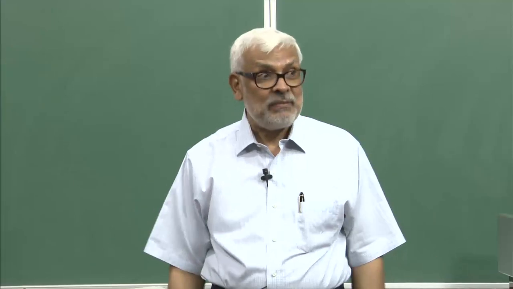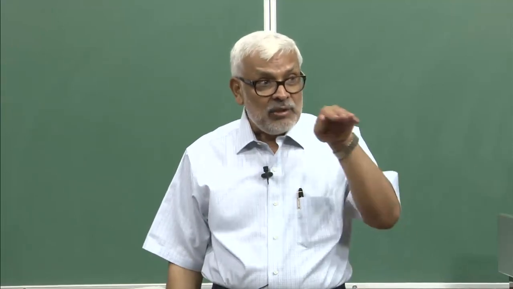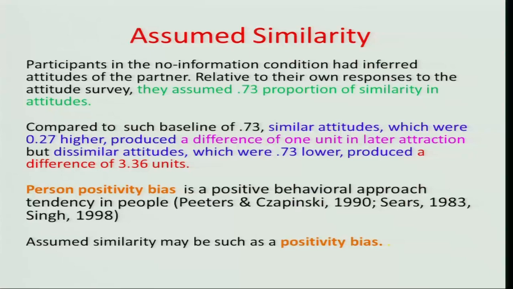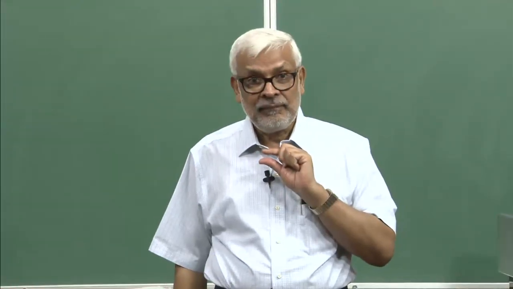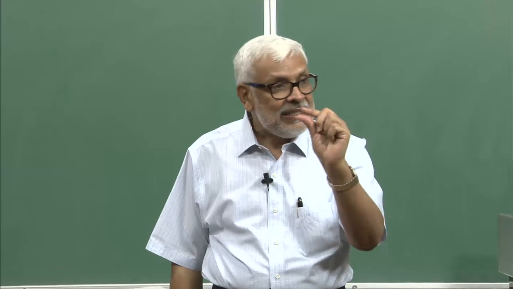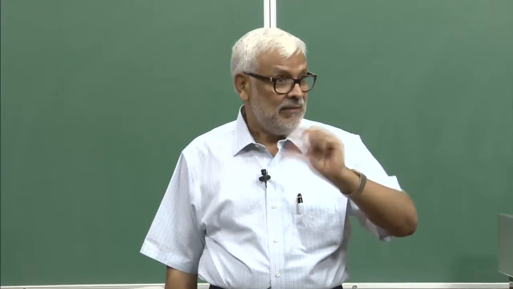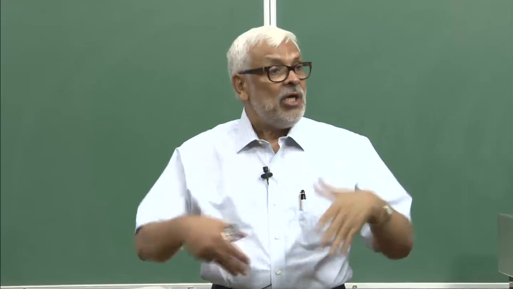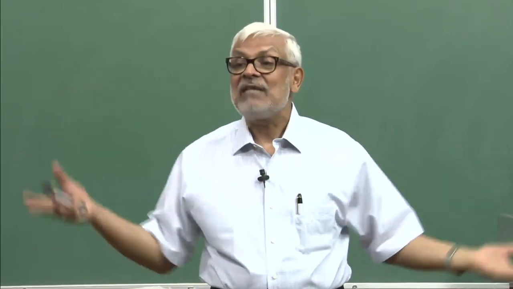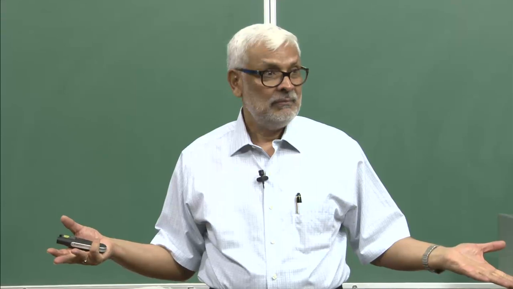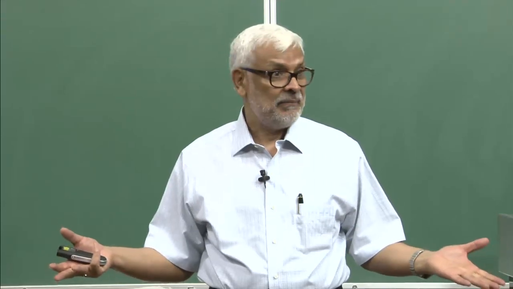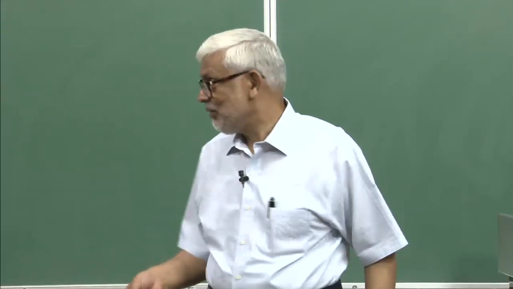So one hypothesis became that there is a person positivity bias. Anyone you are going to meet, we go with a positive orientation. Against that anchor, similarity and dissimilarity make adjustments, right? So one hypothesis became that person positivity bias operates. This is one possibility. There are some other possibilities which I will share with you.